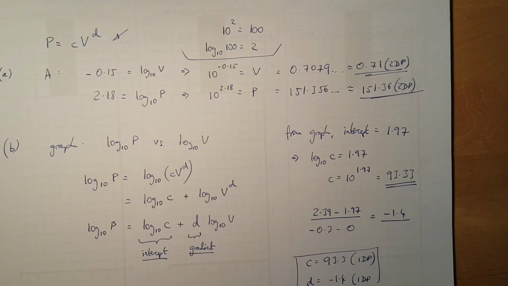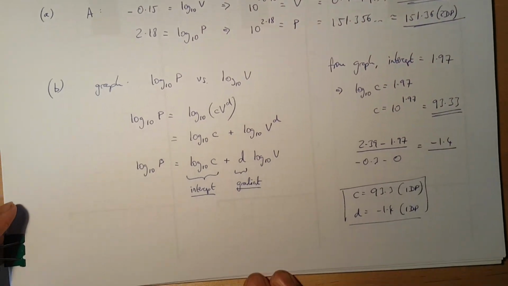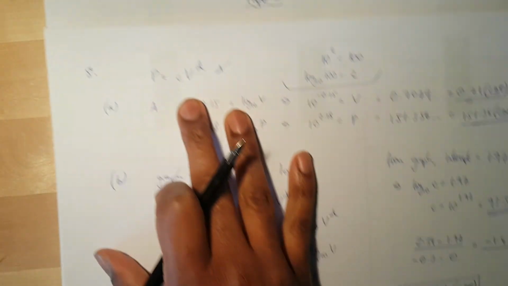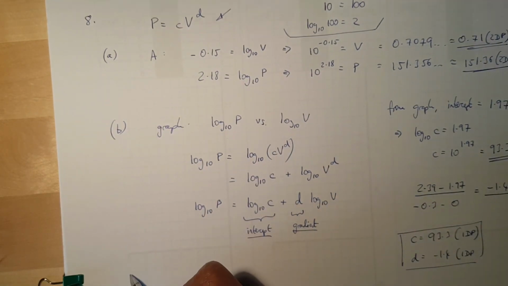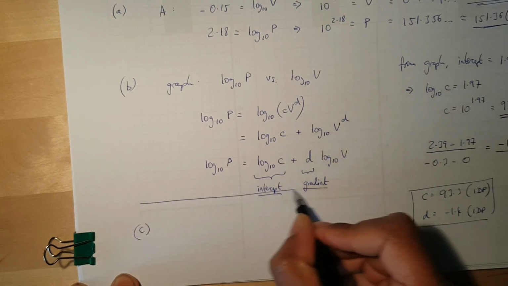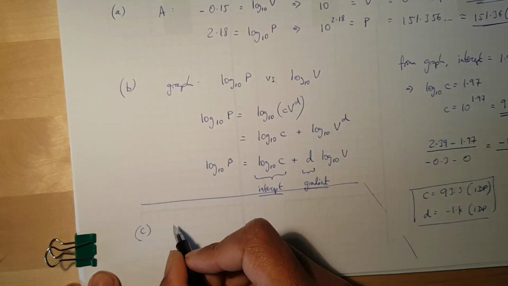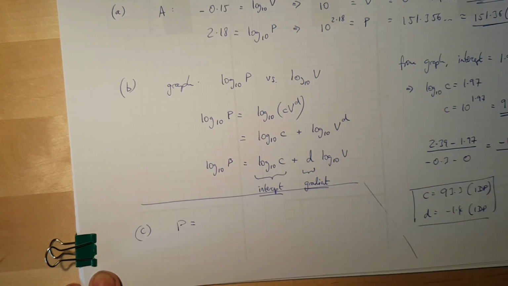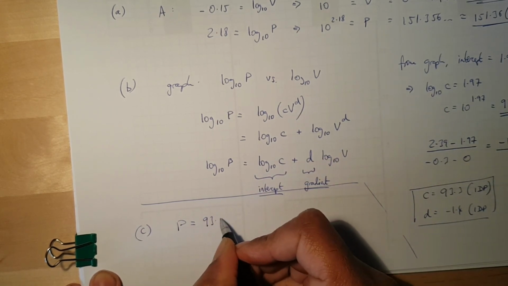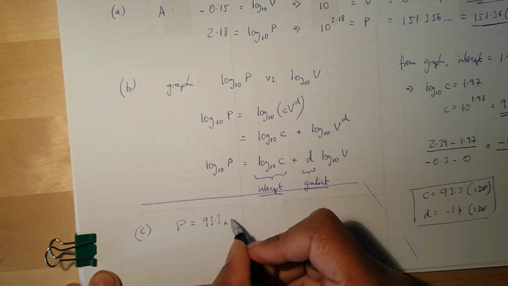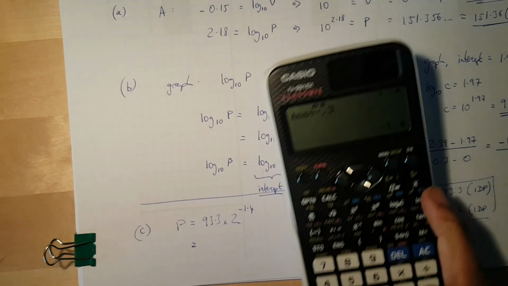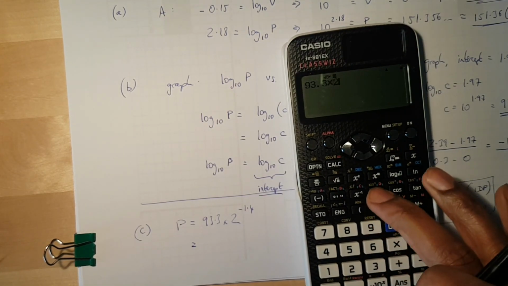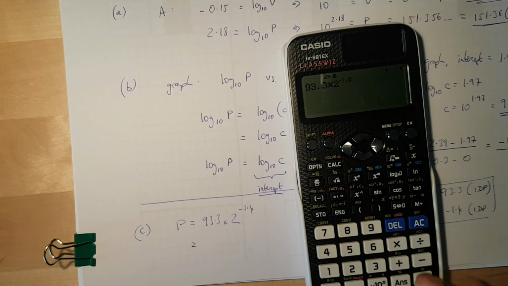We carry on though, and we're asked now to estimate the pressure of the gas when the volume is 2 litres. Well, here I'm going to use this equation to work it out. In fact, I can put it straight into there. If I look for part C down here, I want the pressure when the volume is 2. Well, I know C, which is 93.3, times the volume, which is 2, to the power of negative 1.4. And I simply put that in the calculator and I should be sorted. So 93.3 times 2 to the power negative 1.4.